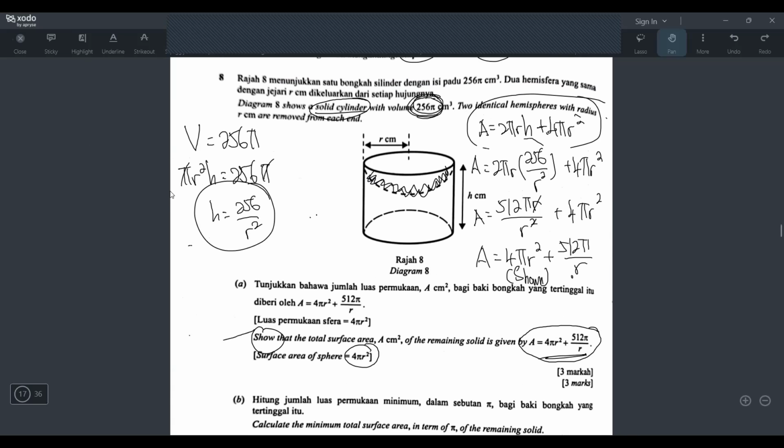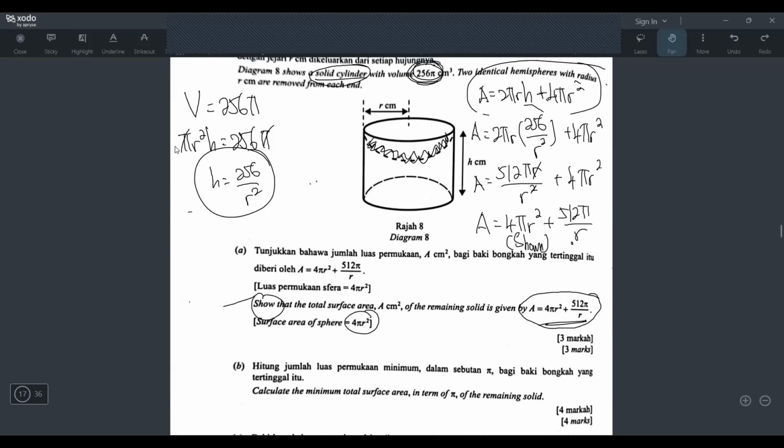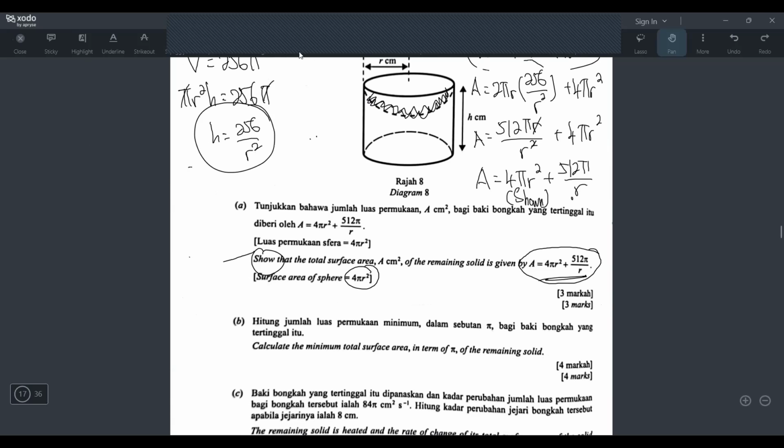Okay, is there space? Okay, I'll just do it here. Alright, so question B, see what they want. Calculate the minimum. Okay, this is the keyword. Whenever you see the word minimum or maximum or turning point, automatically you have to do differentiate equals 0. It means this is under differentiation, and you have to differentiate equals 0.